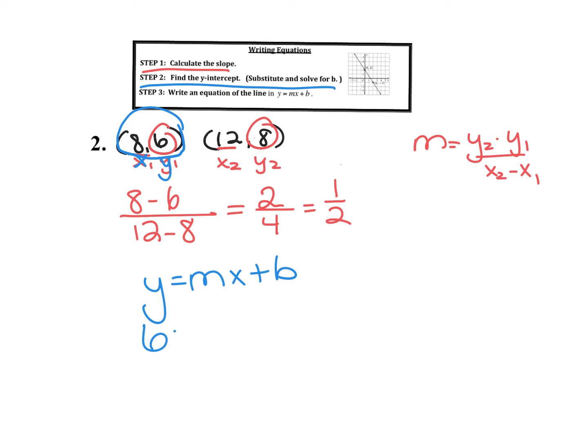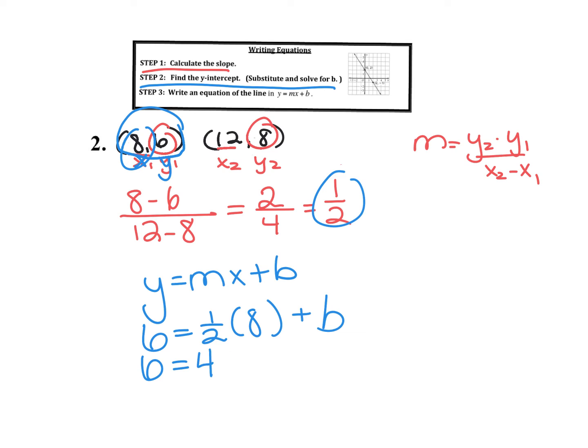So if y is 6, and my slope is 1/2, I do have an x, and that's 8. What I don't have, though, is that y-intercept. All right, so 6 is equal to 1/2 of 8, which is 4, plus b. We have to get the b out by itself, so I'm going to subtract the 4. And b then is equal to 2.